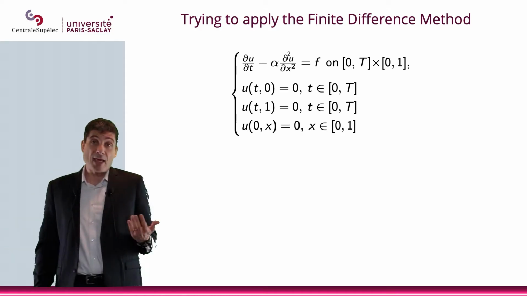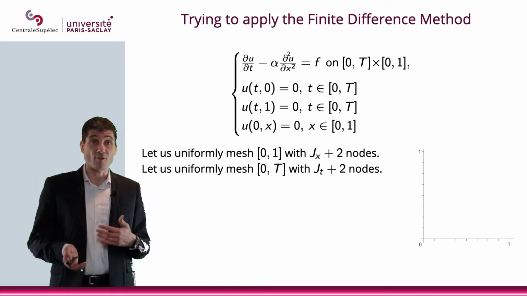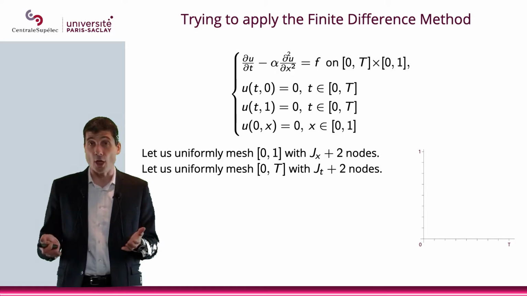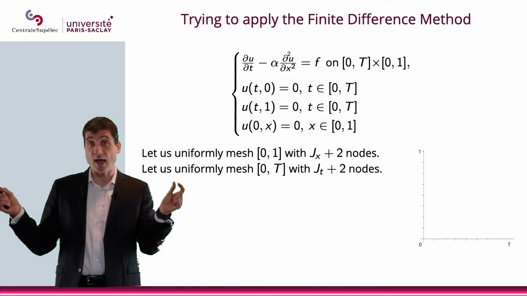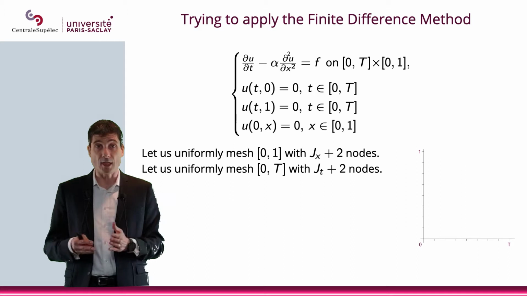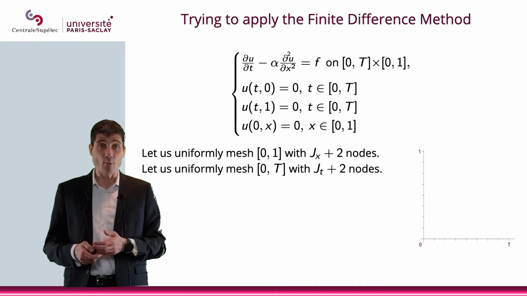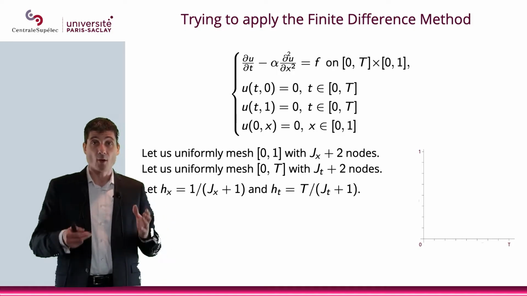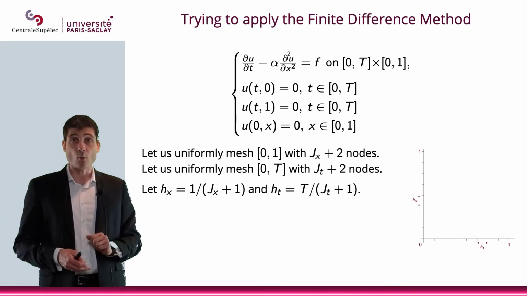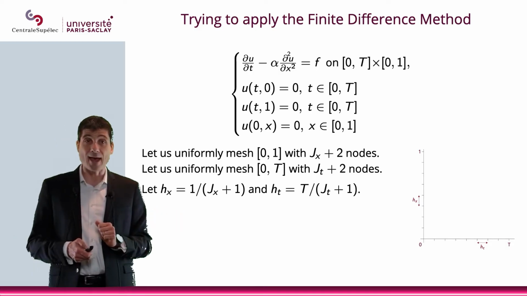All right, so based on the chapter on finite difference method, let's just consider a uniform mesh of [0,1], and I will consider Jx plus 2 nodes, including the 2 nodes at each end. And let's mesh [0,T] with Jt plus 2 nodes as well, which means that I will have 2 steps: one space step, which is hx, and one time step, which is ht. So here's what I have.